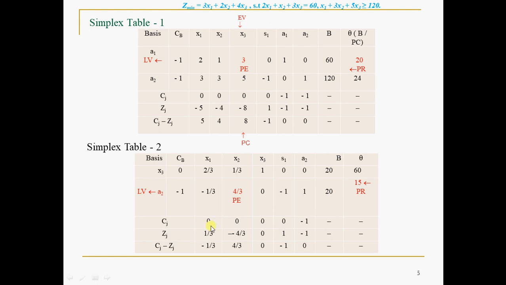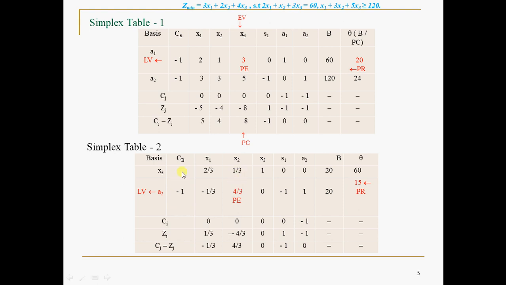Now what is your observation? See, the Cj will be the same: 0, 0, 0, 0, minus 1. Zj will change. Why will Zj change? Because this has changed. So Zj will change again. How to compute Zj? This into this plus this into this, corresponding to this. This into this plus this into this.